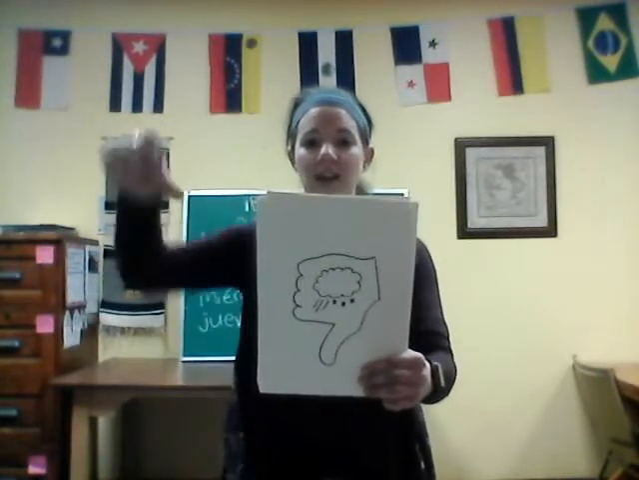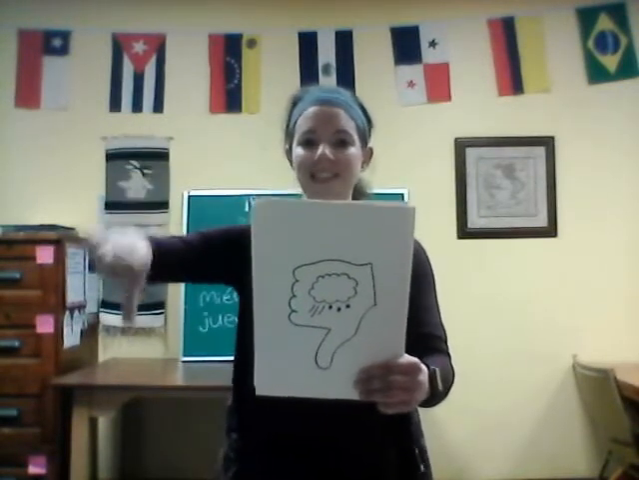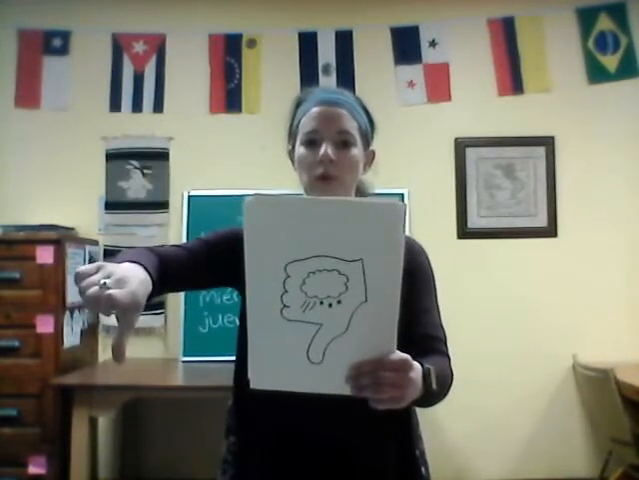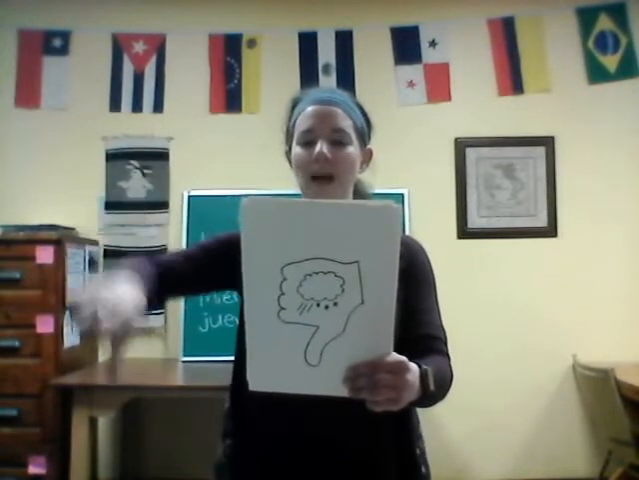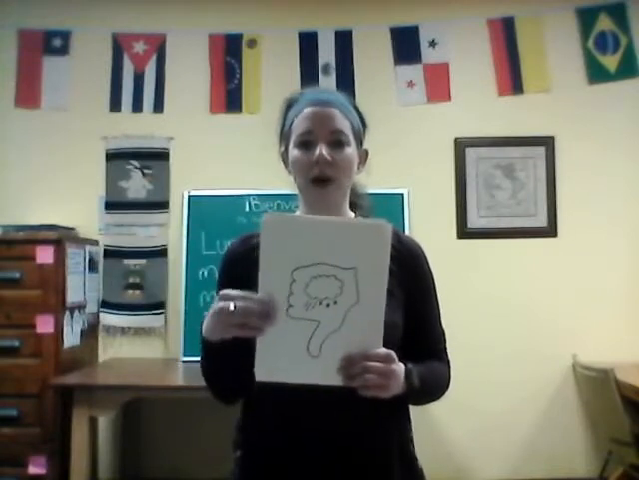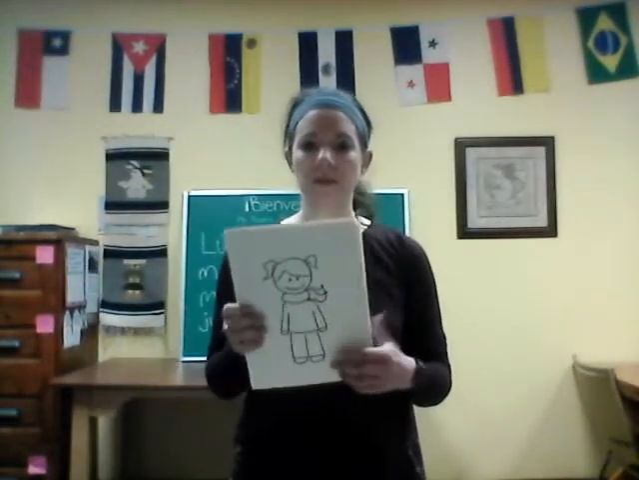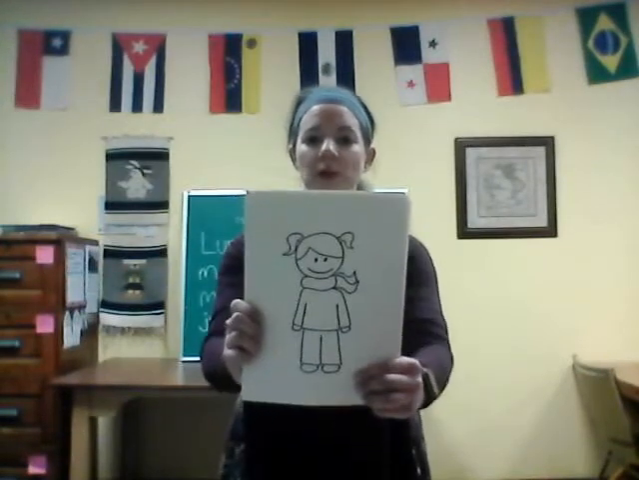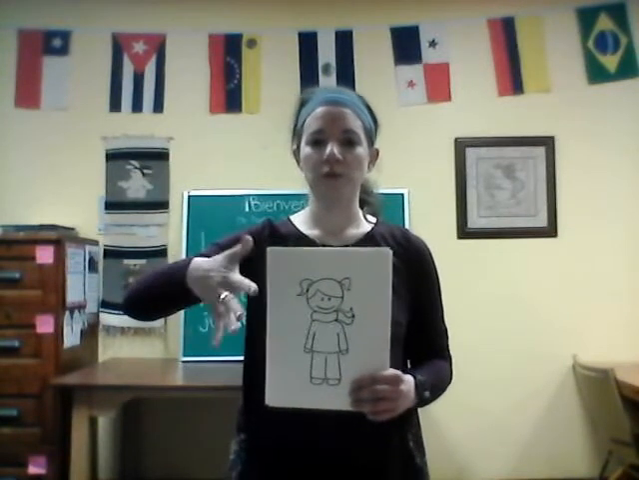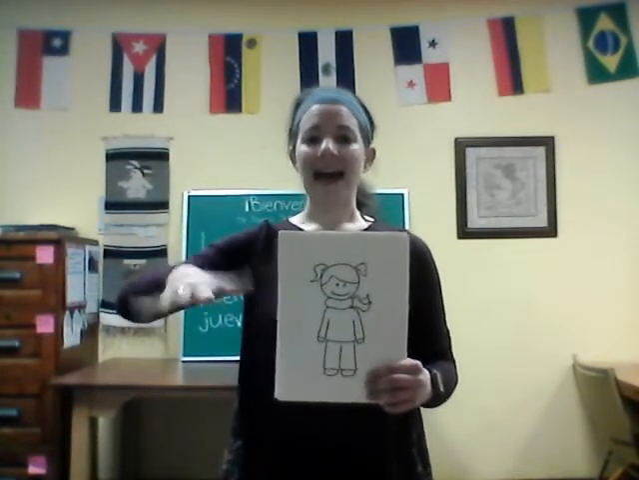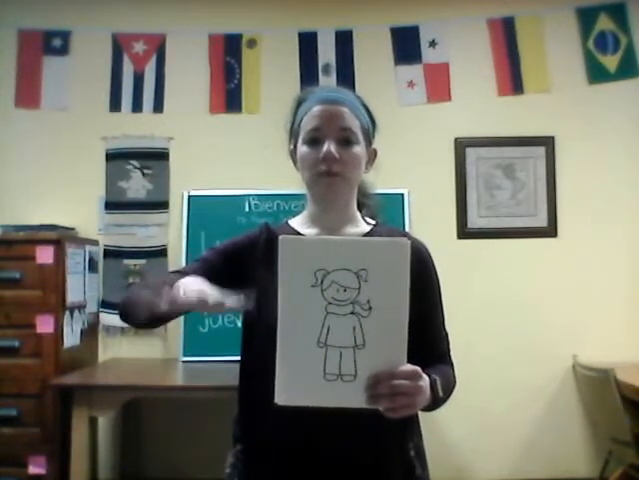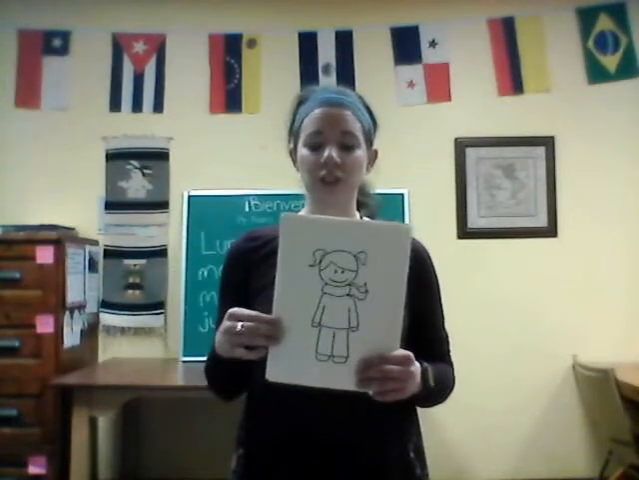Next, make a thumbs down. Say, hace mal tiempo. It is bad weather. This one, we're saying it's chilly. So we're going to go like this and do sort of our so-so sign. Say, hace fresco. Hace fresco. Good.